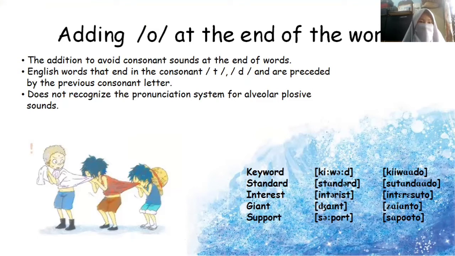The first one is the addition of O at the end of the word to avoid consonant sounds at the ends of the word. Now remember this, the English phonological system is different from the Japanese phonological system. This occurs in English words that end in the consonants T, D, and are preceded by the previous consonant letter. The Japanese phonological system doesn't recognize the pronunciation system for alveolar plosive sounds. Example, in English, we say keyword or standard, but in Japanese, we say keyword and standard with an added O, and so on.